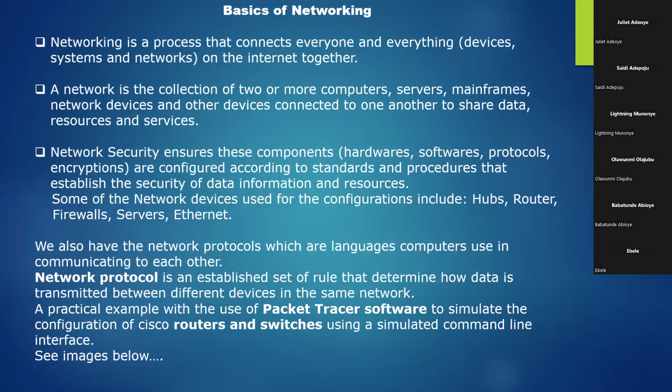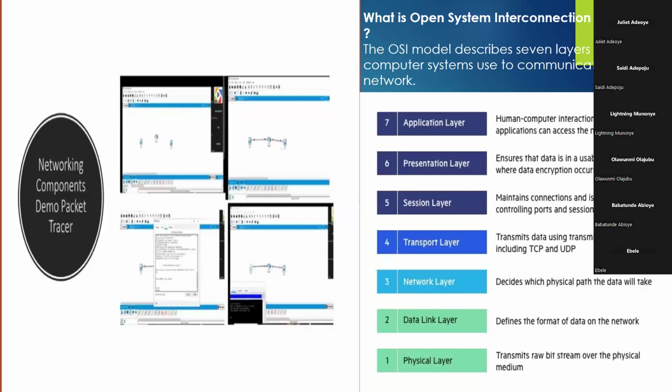Then we'll move basically into basics of networking. Networking itself is a process that contains everyone and everything: how devices connect to each other, how we make use of hubs and switches, and ensuring all these components and hardware are configured according to standards and procedures that establish the security of data, information, and resources.